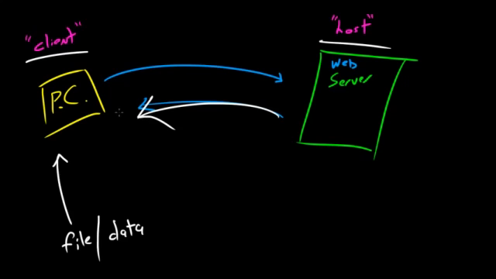So one last time, just to recap, whenever you want to view a website on your computer, you type it in and you request it from the web server or the host. And the host is basically going to give the data to the client. So the client gets data or a website file from the host.